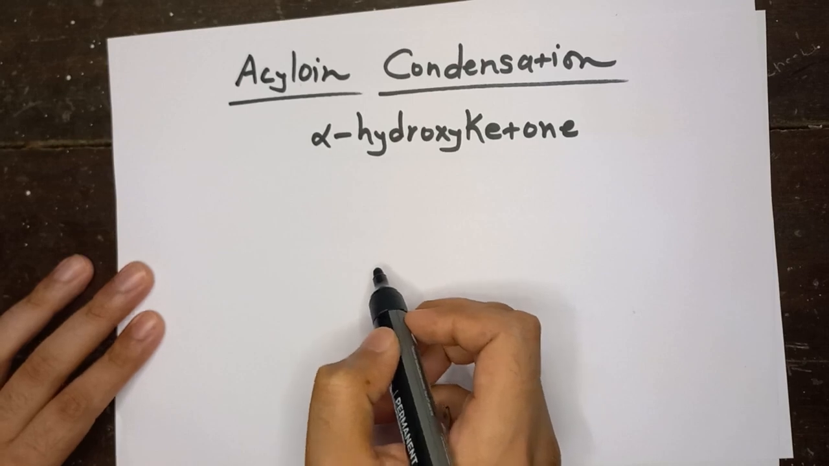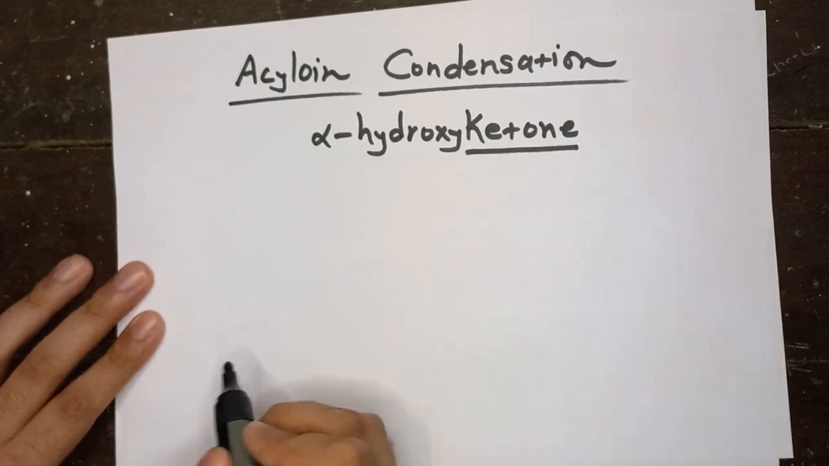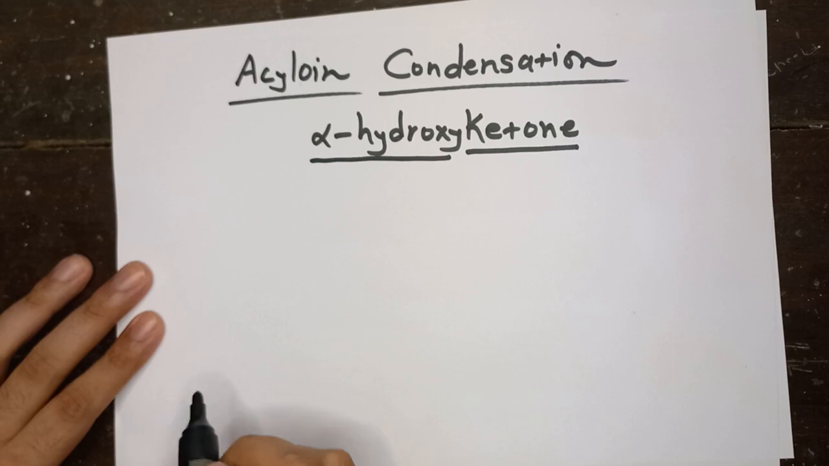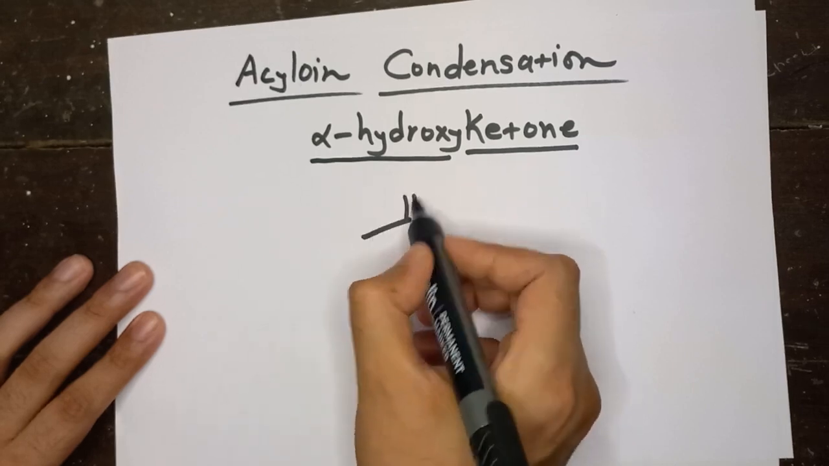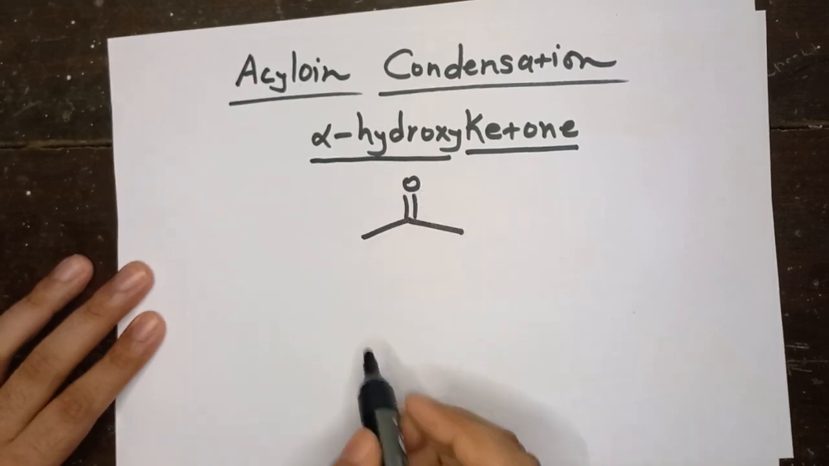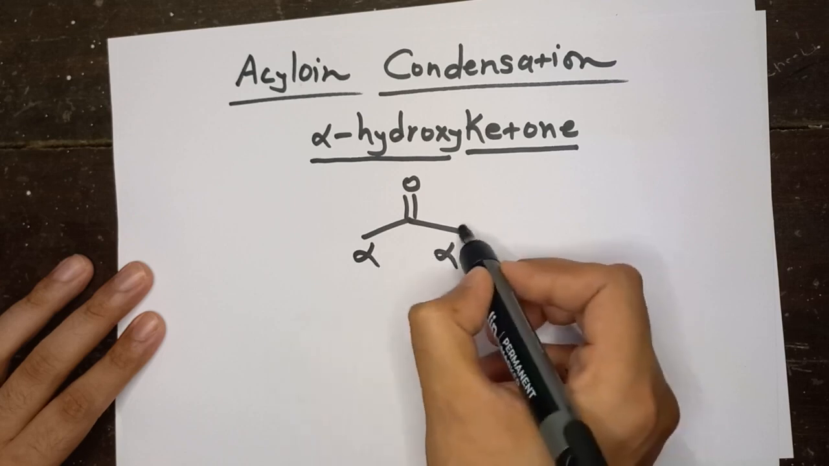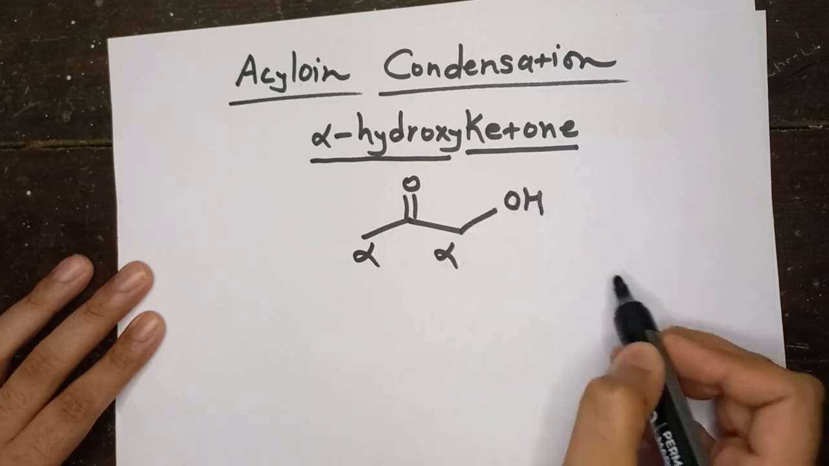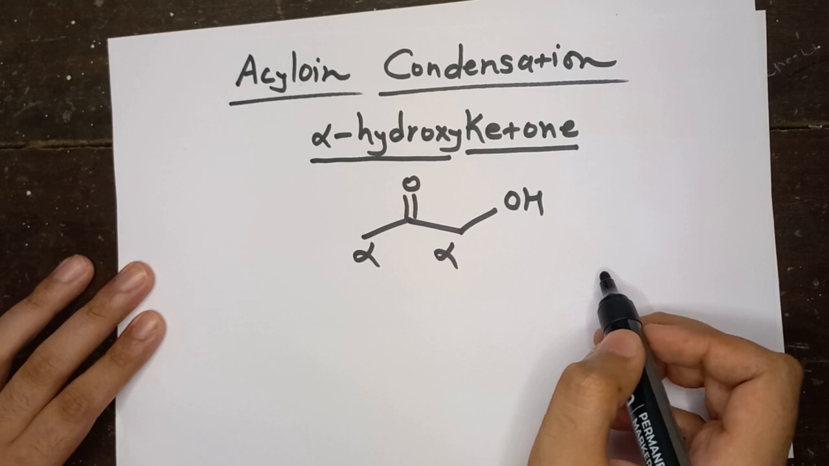Now what is alpha hydroxy ketone? So we can see a ketone is written here and another part is the alpha hydroxy group. So I am going to draw a ketone functional group, and at the alpha position I will keep an OH group. So this is what we call alpha hydroxy ketone.